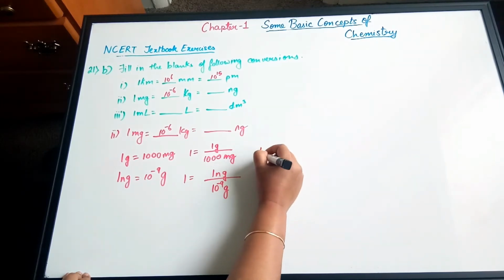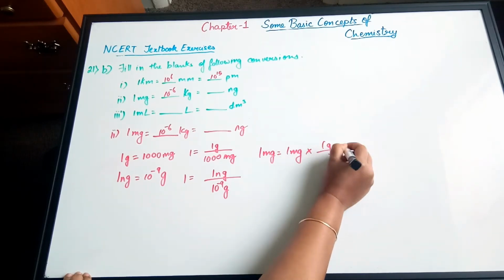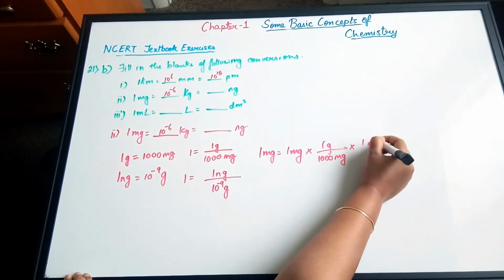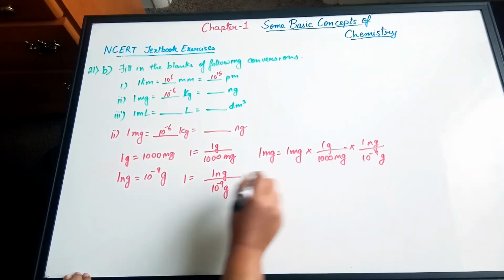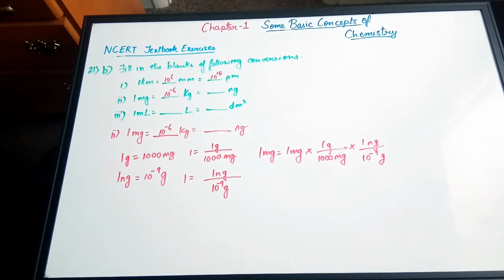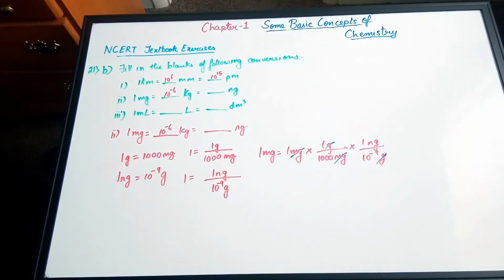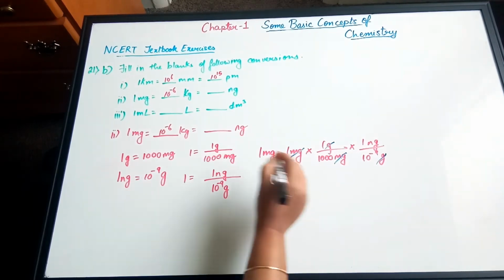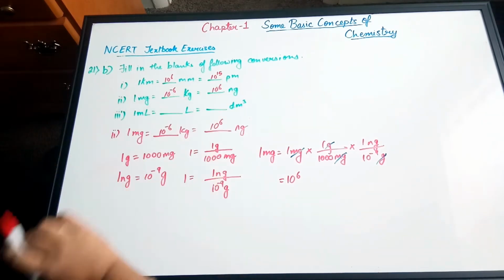So 1 milligram will be equal to 1 mg into 1 gram divided by 1000 milligram into 1 nanogram by 10 to the power minus 9 gram. So we will be cancelling the units. So you have milligram and milligram cancel, gram and gram will be cancelled, and you have to simplify the values, and you get the answer as 10 to the power 6. So 1 milligram is 10 to the power minus 6 grams and 10 to the power 6 nanograms.